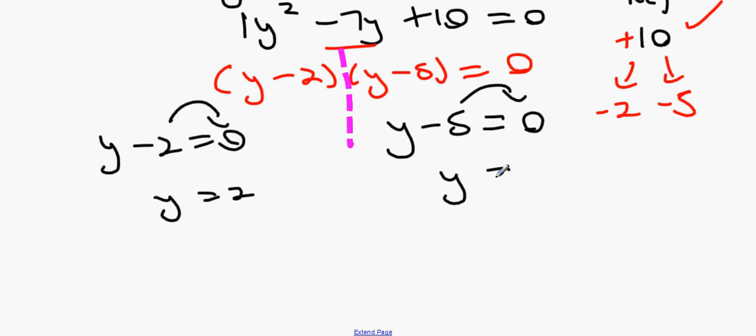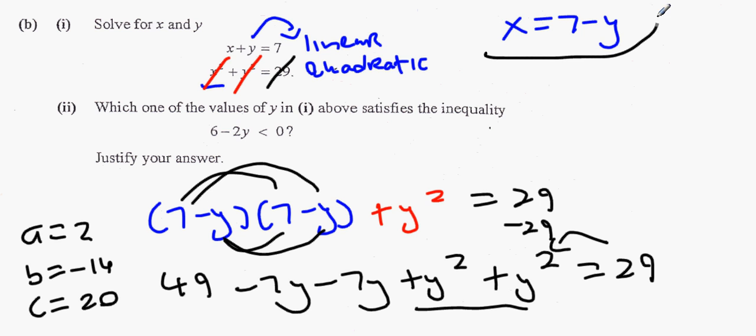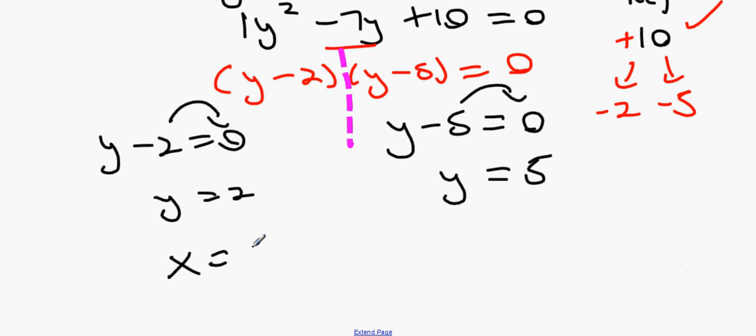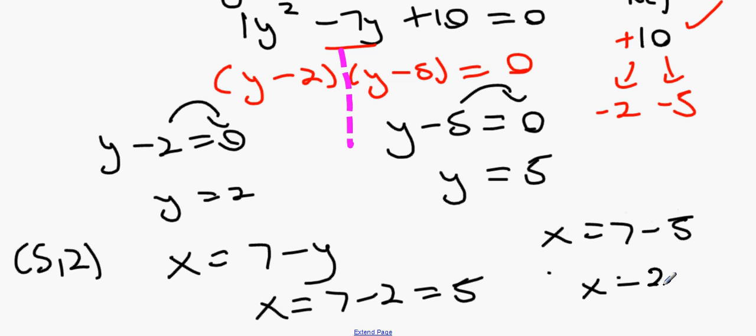Now, you're not done at this point because you still have to figure out what x is. And x is 7 minus y. Remember, we used that at the start. So x equals 7 minus y. x equals 7 minus 2, which is 5. So that means that one set of values is going to be x is 5, y is 2. And then when y is 5, it's going to be 7 minus 5, x equals 2. So the other answer is going to be 2, 5. When x is 2, y is 5.